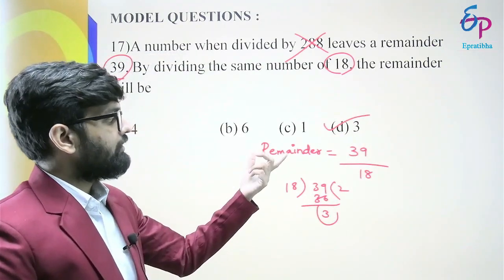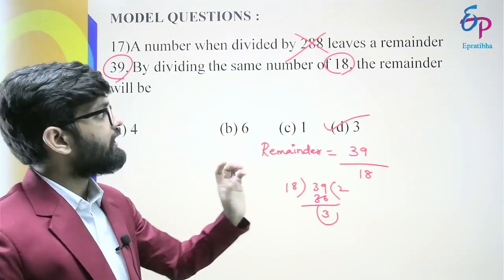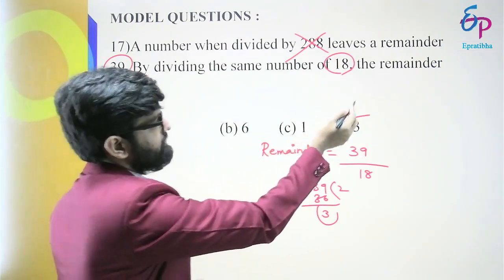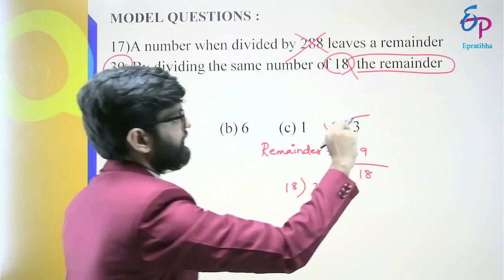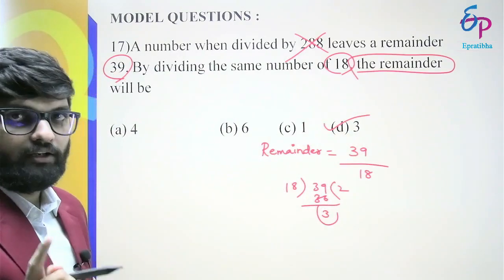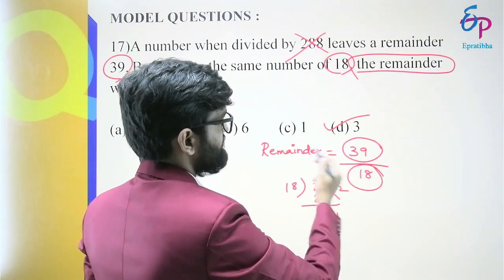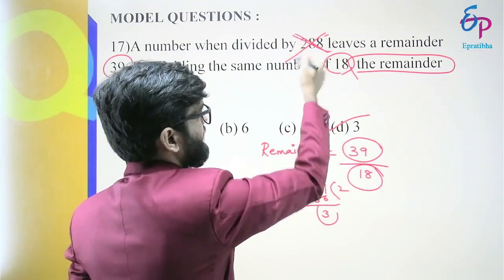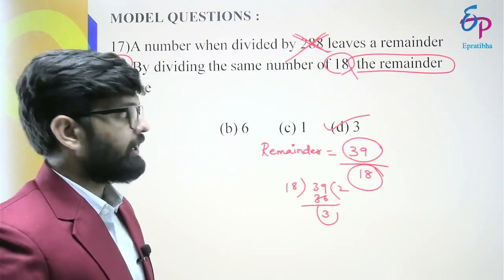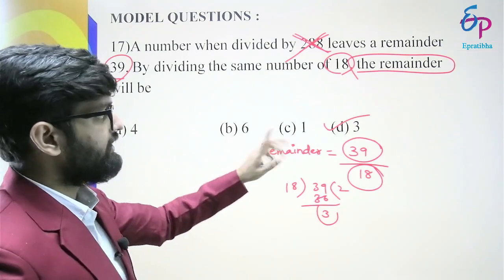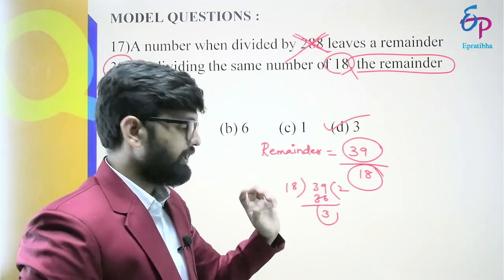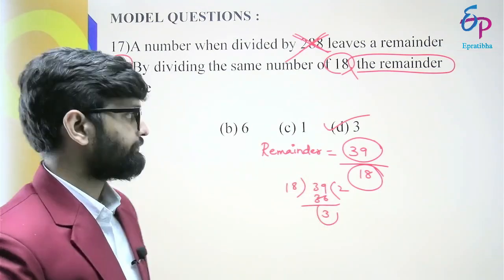For all these questions, the pattern will be the same. They are asking us to find out the remainder when it is divided by 18. So you have to just take the first remainder and the second divisor. You need not take care about 288. Forget about that and just divide 39 by 18. Then what answer will you get? You will get the answer as 3.